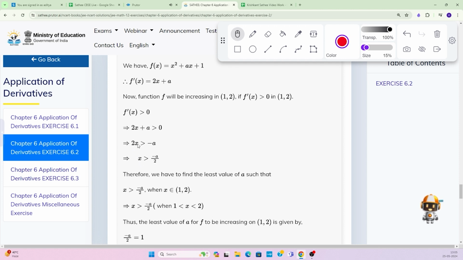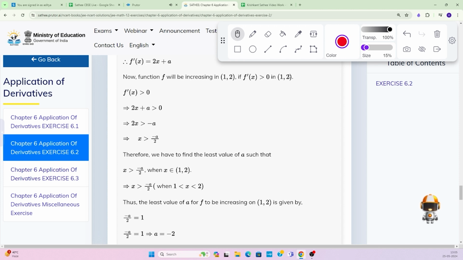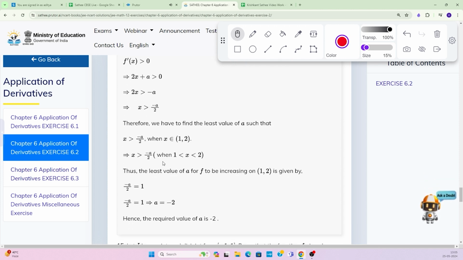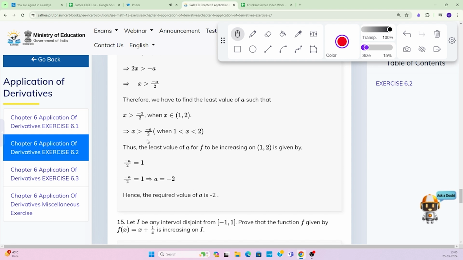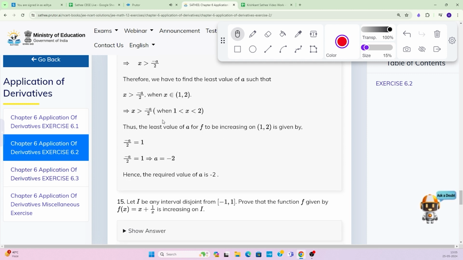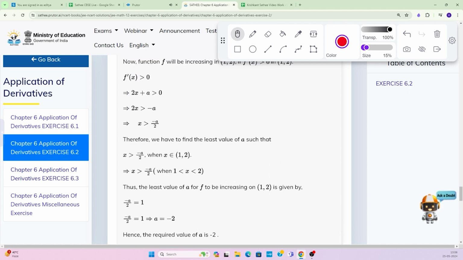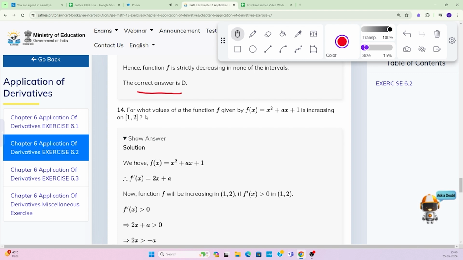This means 2x is greater than minus a. This means x is greater than minus a by 2. You know x belongs to 1 to 2. So x belongs to 1 to 2, this means minus a also belongs to 1 to 2. This means you will have that minus a belongs to 2 to 4. This will give you the least value of a for f to be increasing on this interval.